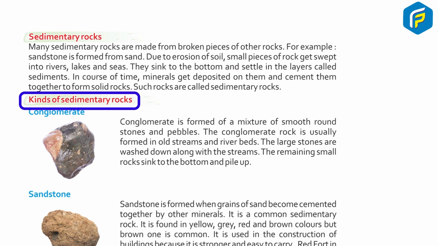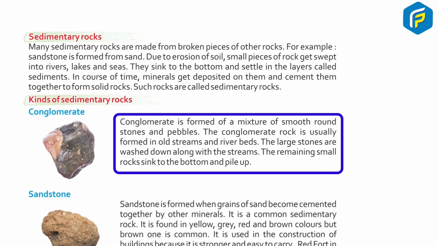Kinds of sedimentary rocks. Conglomerate. Conglomerate is formed of a mixture of smooth round stones and pebbles. The conglomerate rock is usually formed in old streams and river beds. The large stones are washed down along with the streams. The remaining small rocks sink to the bottom and pile up.